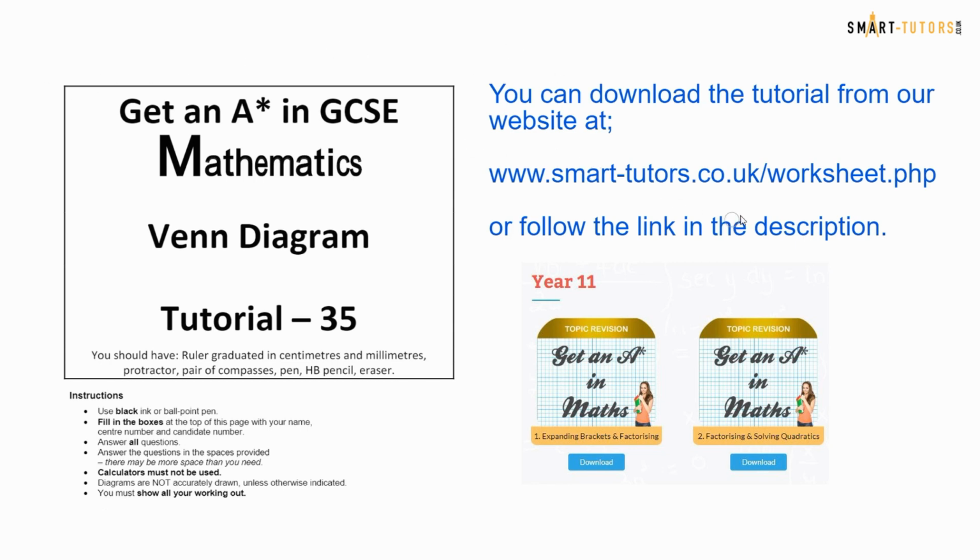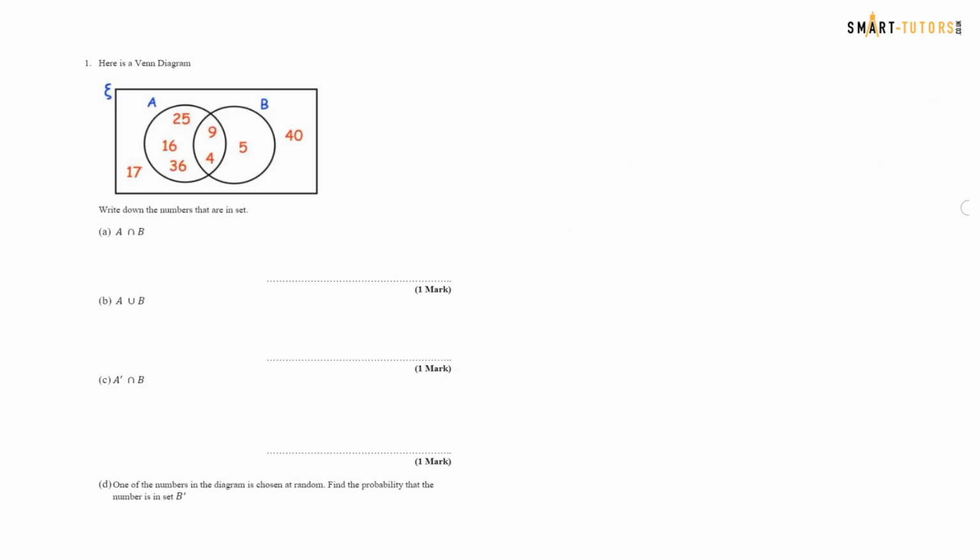Let's look at some exam style questions now. Question number 1. Here is a Venn diagram and write down the numbers that are in the set. Right. First of all, A intersection B. A intersection B means it has to be the common one in the middle. So you need to write A intersection B is curly bracket start 9, 4 or 4, 9. It doesn't matter.